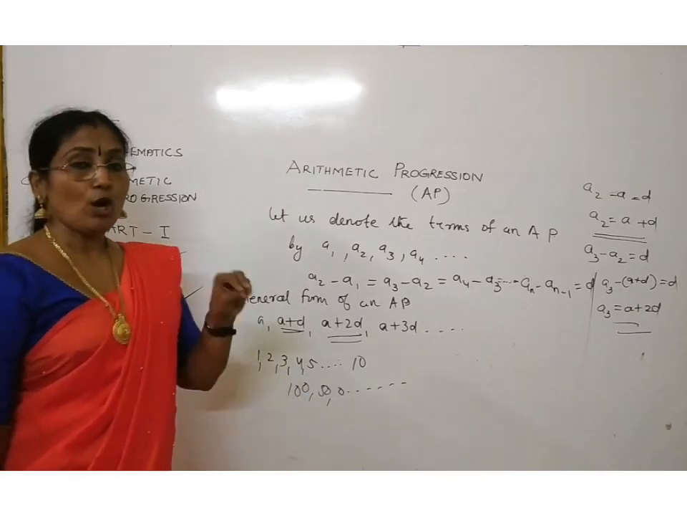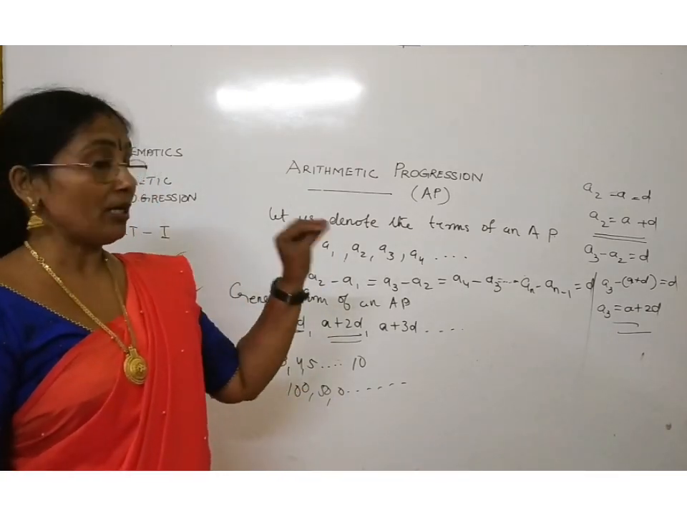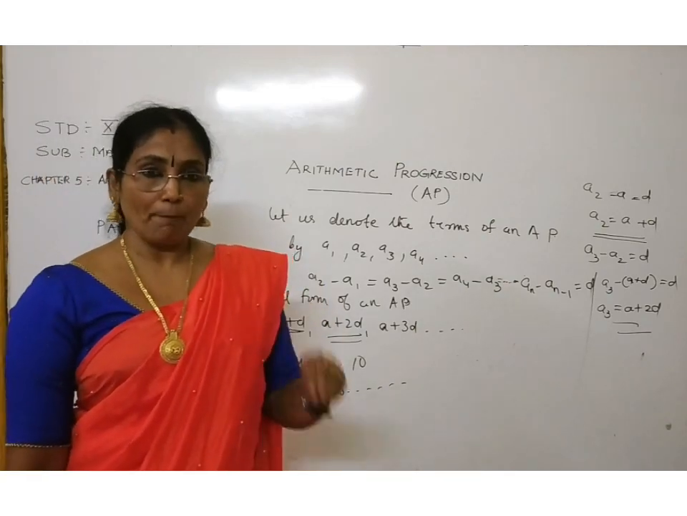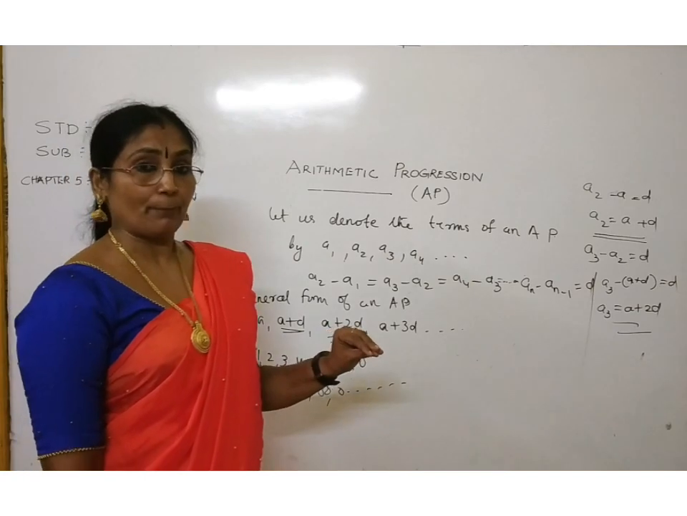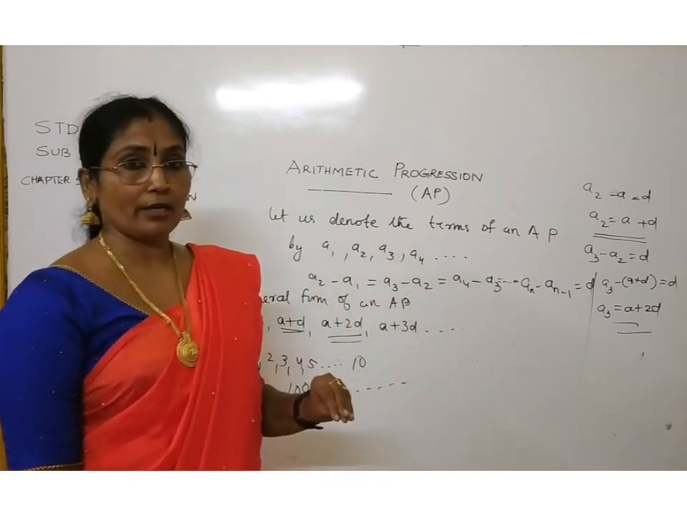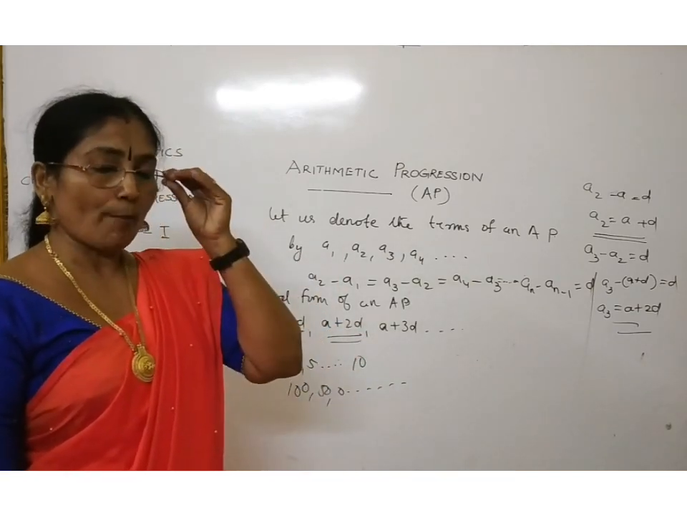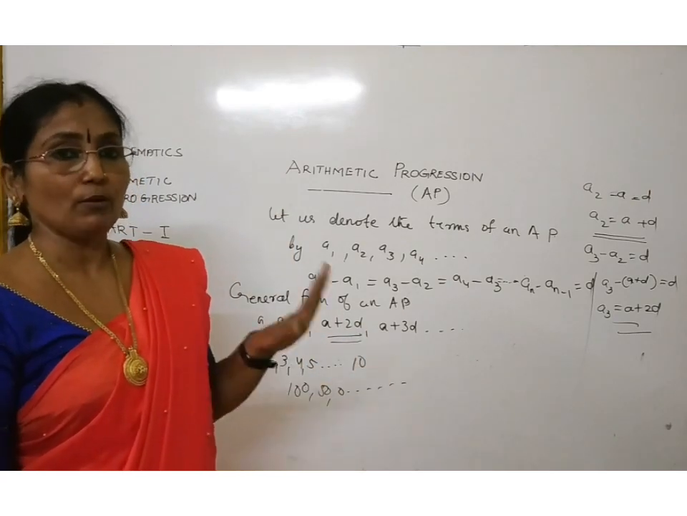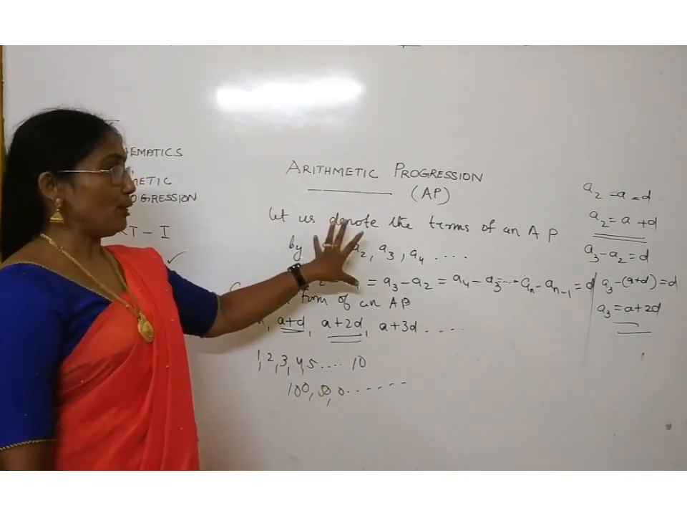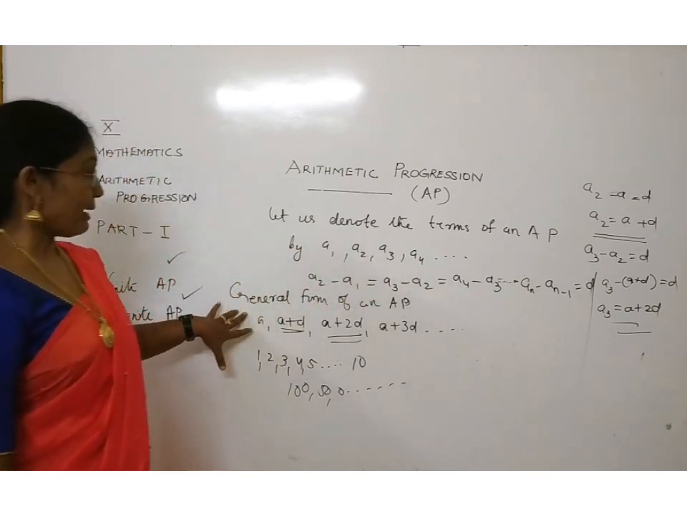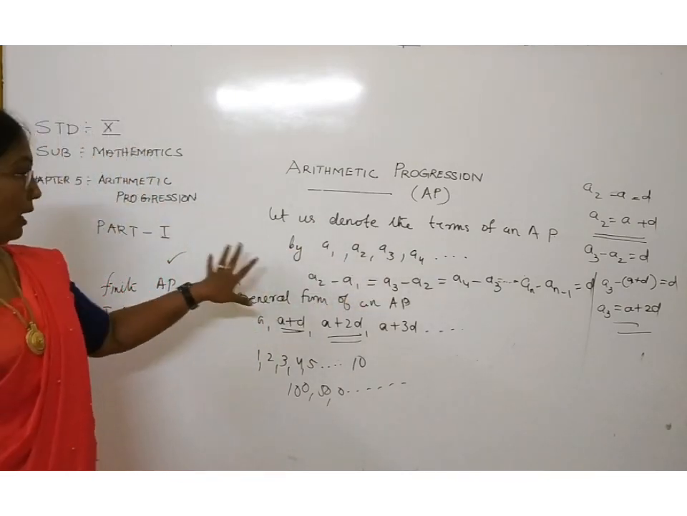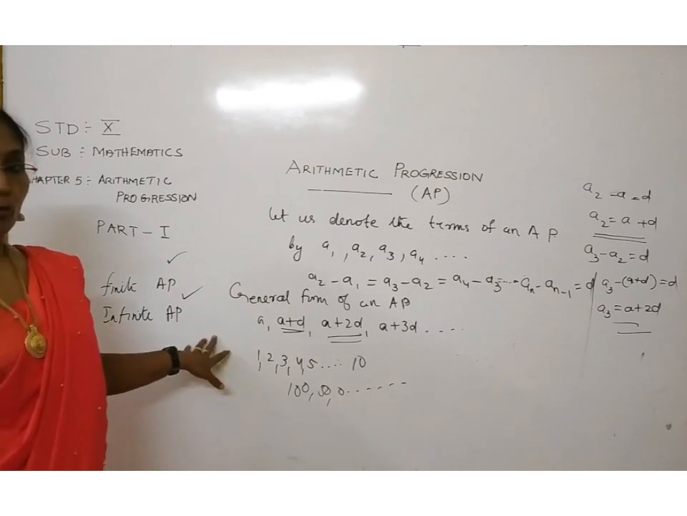So here we have seen the general introduction. That means what arithmetic progression means, and what is common difference. What is the definition of arithmetic progression? What is the definition of common difference? I already mentioned that common difference can be positive, negative or zero. And how can you denote the terms of an AP like this way, or how can you write it in general form? Okay? And finite and infinite AP.